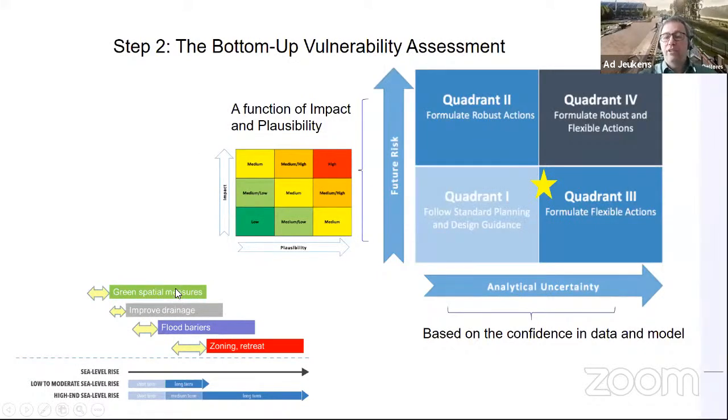And then, as I said already in the beginning, the preference and also the level of risks discovered in this exercise, and also the confidence we have in the analysis, indicate that it's a good idea to formulate flexible actions for improving the resilience of the city. So these green spatial measures were a good way to do this, and can be seen as a low regret measure for the short term to postpone more drastic measures in the drainage system or in the estuary.